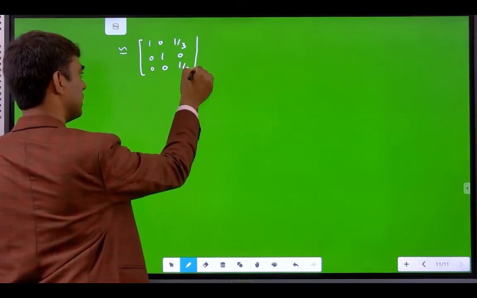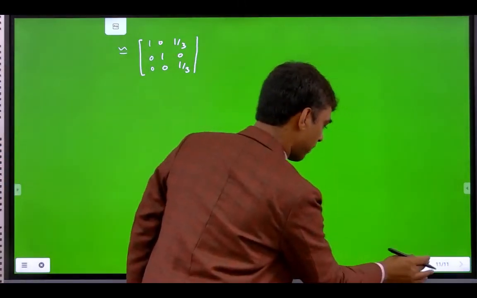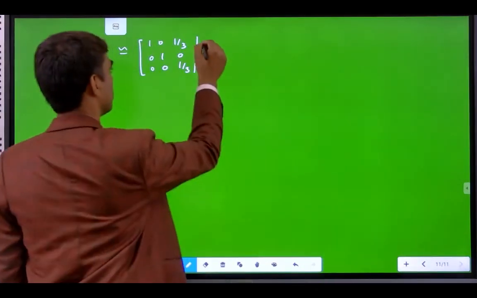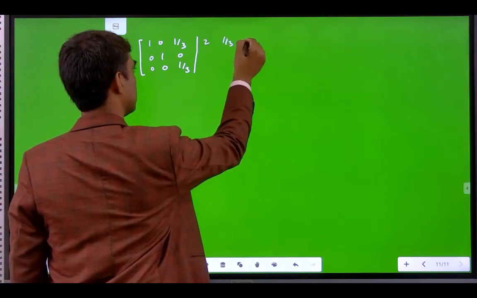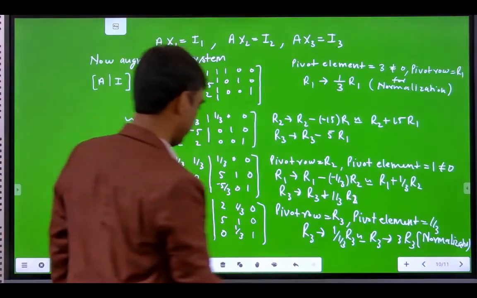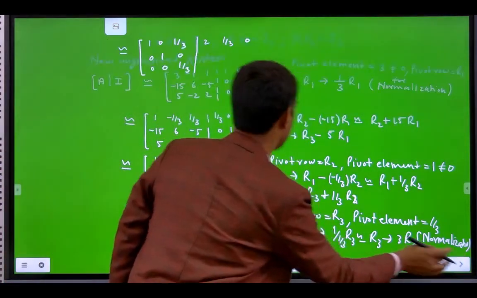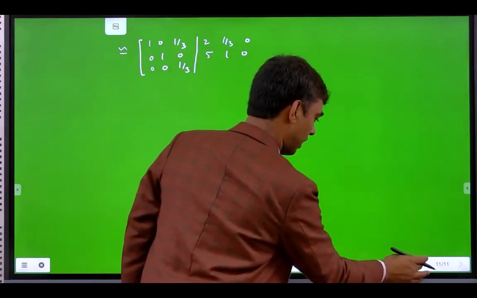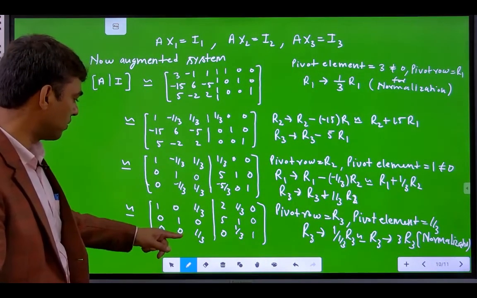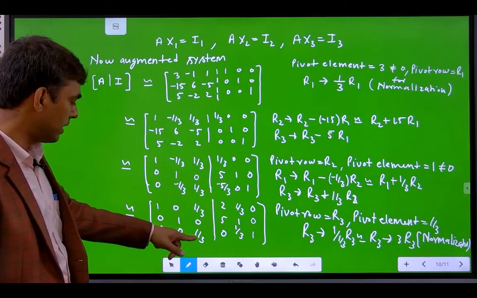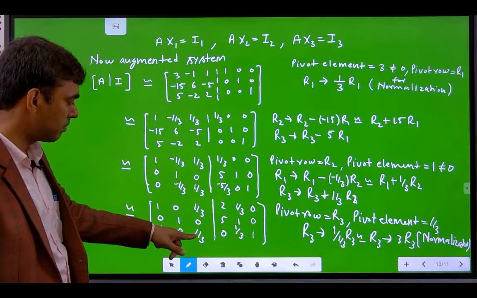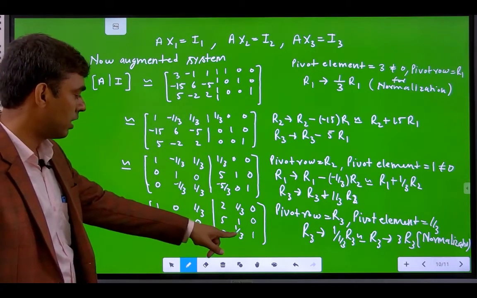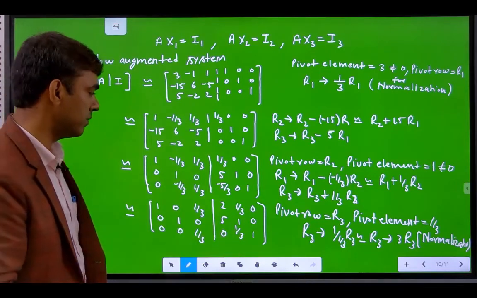Now the partition. Now we write 2, 1 by 3, 0, and here 5, 1, 0. And after normalization, if we perform the normalization, then 1 by 3 becomes what? 1 by 3 multiplied by 3, then this becomes 1. And this one becomes also 1, and this becomes 1 by 3.